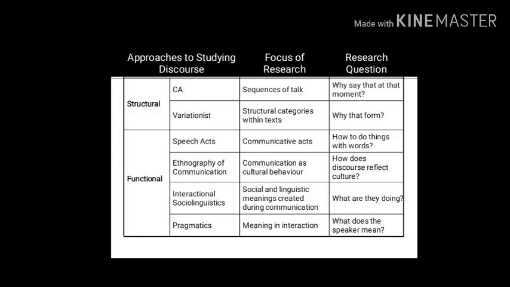The second is variationist. It relates to structural categories within a text. So how can someone make different variations in delivering ideas? Someone tends to be direct, the other tends to go around the bush. The next one is speech acts. Speech acts is related to how to do things with words. So it relates to how words represent something, whether it is implied or explicit.